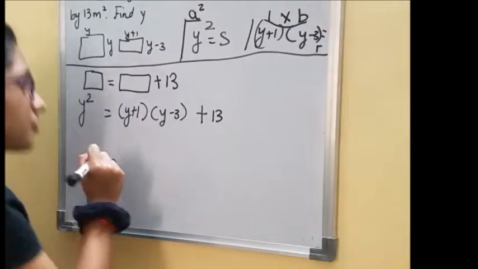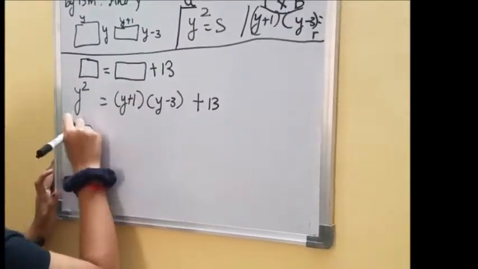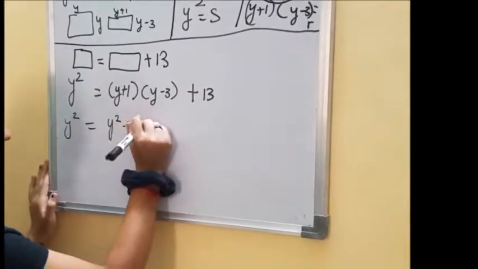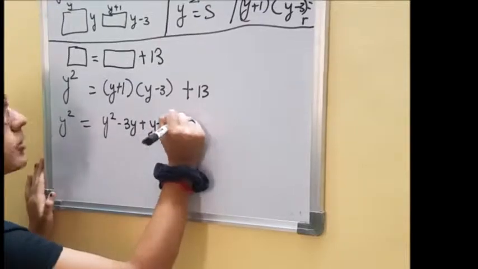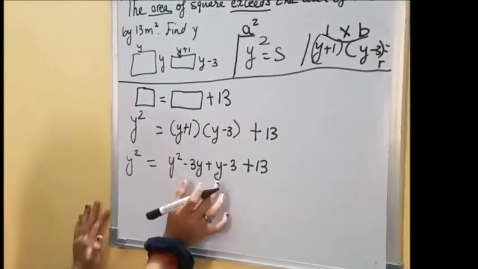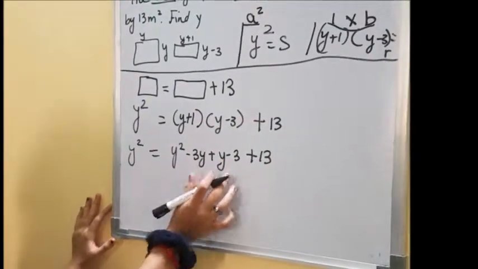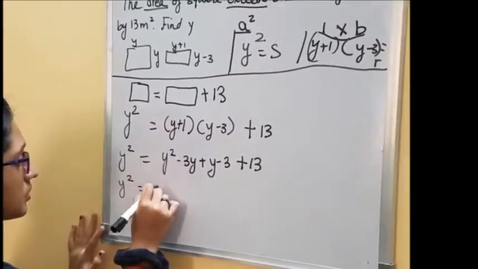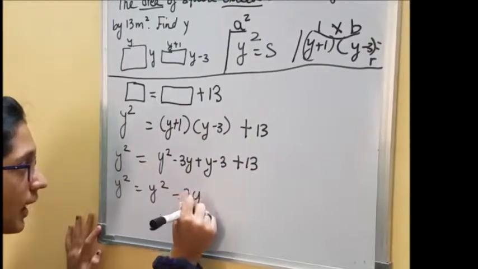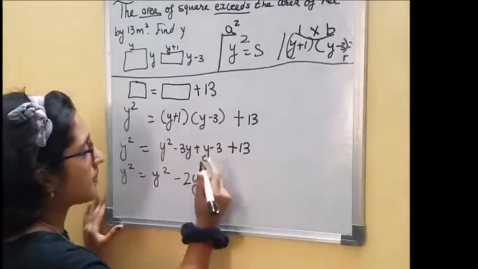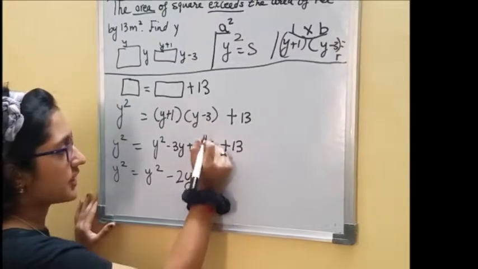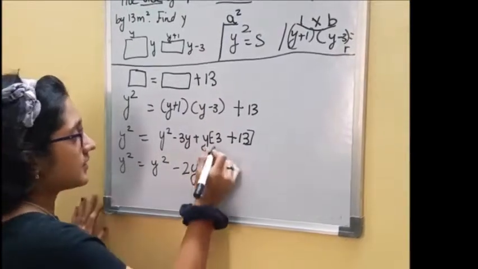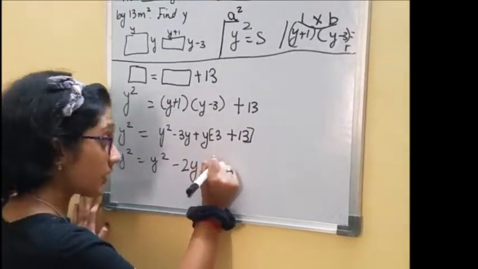Now we can solve this normally. So y squared equals y squared minus 3y plus y minus 3 plus 13. Now I'm going to combine the like terms first to make it a bit simpler. y squared equals y squared minus 2y. I'm going to take minus 3 plus 13 at the same time so it can make it easier. So minus 3 plus 13 will be plus 10.